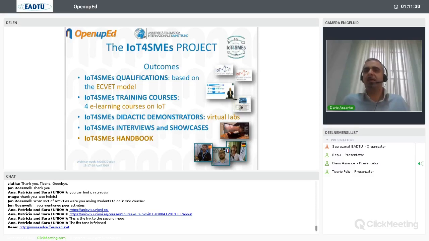And we'll have what we call the IoT for SMEs handbook, a practical textbook that will help companies to enter the IoT world in an easy way.